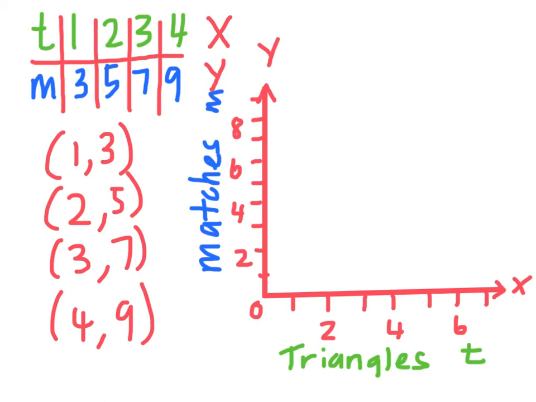And I can plot my points. So (1, 3), (2, 5), (3, 7), and (4, 9). And you can see that this line is actually a straight line and it's a linear graph. And I put the arrows on the end to show that this line can keep going forever.